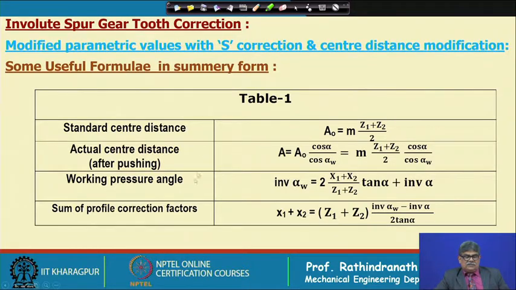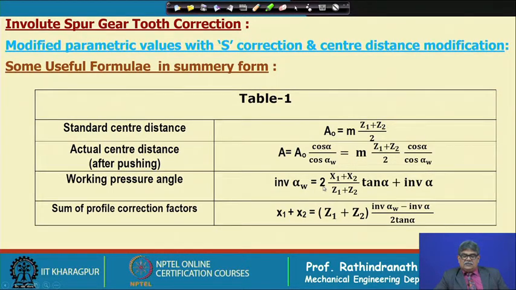Now, this formula. First of all, this standard center distance we can calculate like this. This is the basic formula, already you have done it, and the new center distance is equal to standard center distance into cos of standard pressure angle divided by cos of working pressure angle, which is given by this formula, and then the working pressure angle can be written in this form.